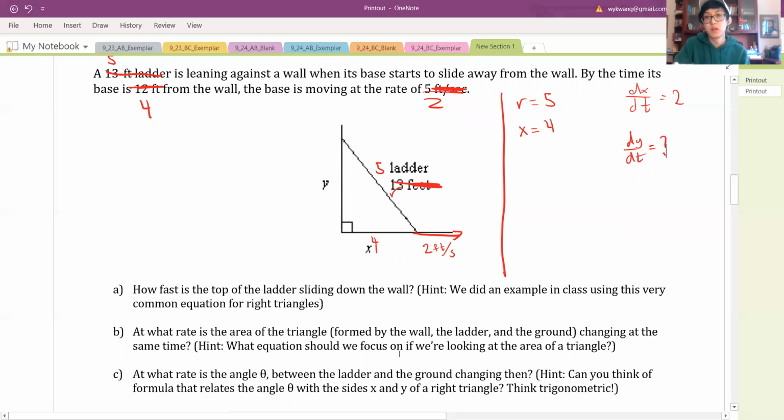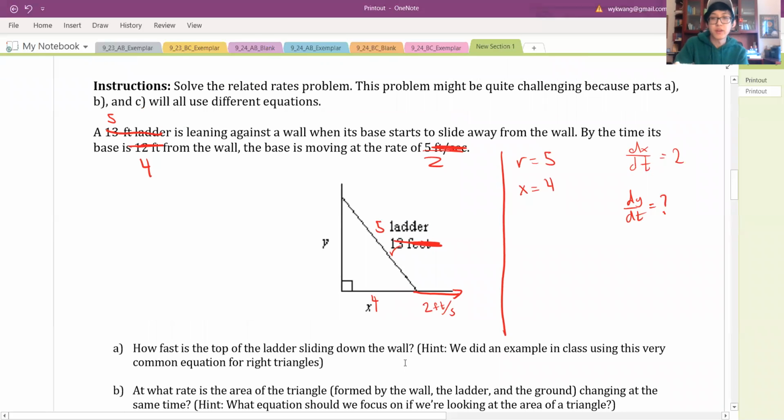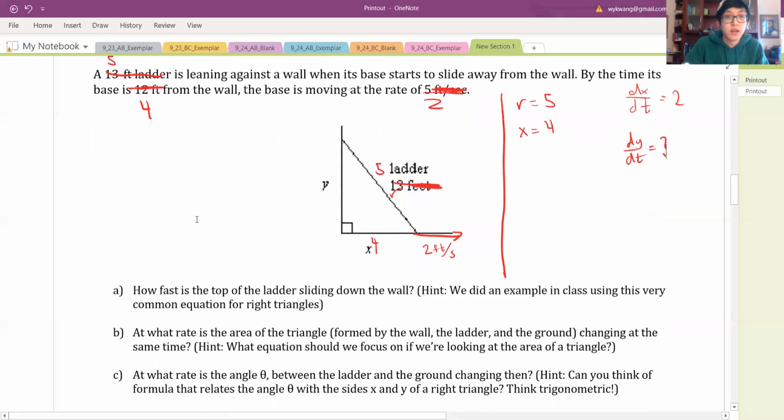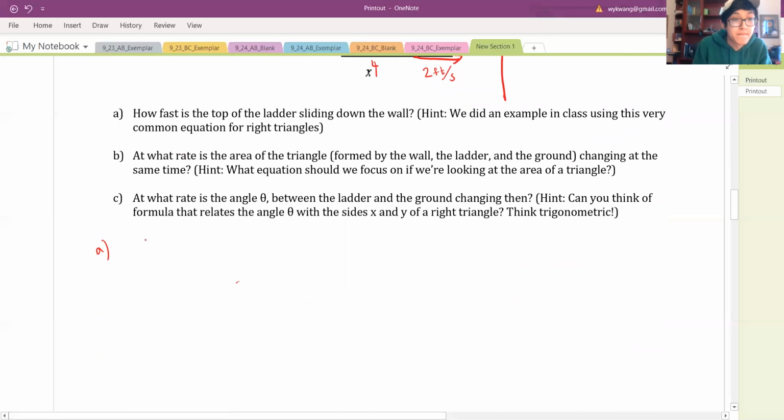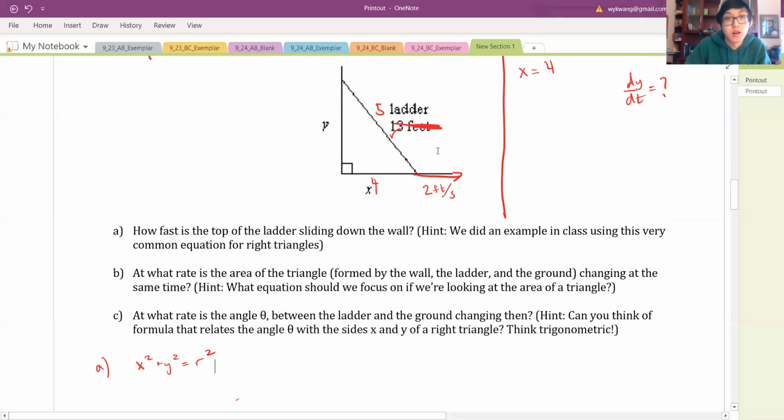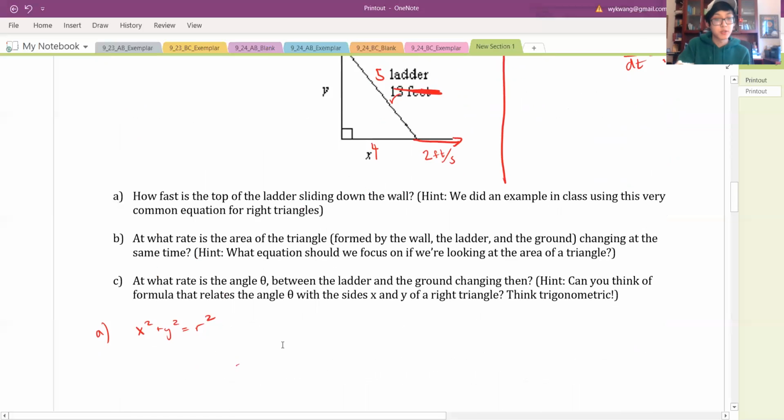So how do we do that? Well, what equation should we use? That's our next step. We found all of what we know, but what equation should we use now? What relates x, y, and r? Because that's essentially what they're asking us to do. We have x, y, and r, and we know dx over dt. It's a right triangle, so the Pythagorean theorem. We've done this before in class. x squared plus y squared is equal to r squared, because r is the hypotenuse in this case.